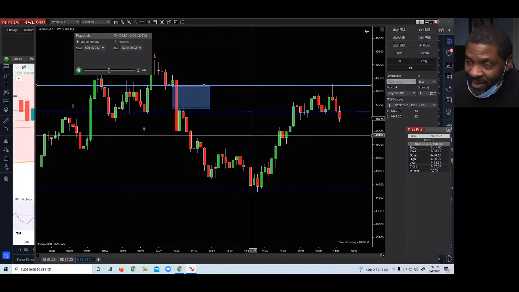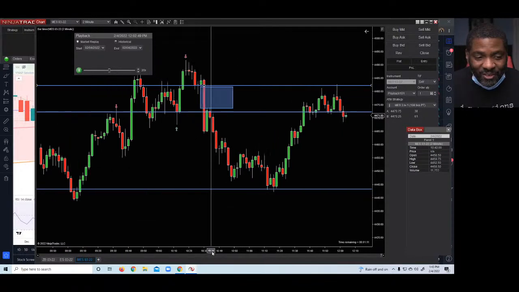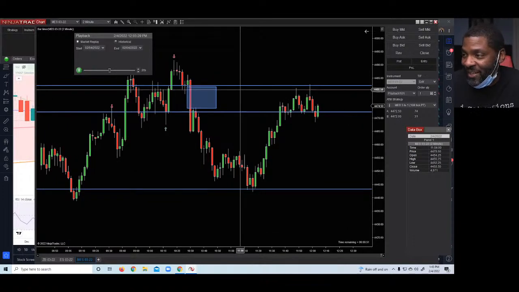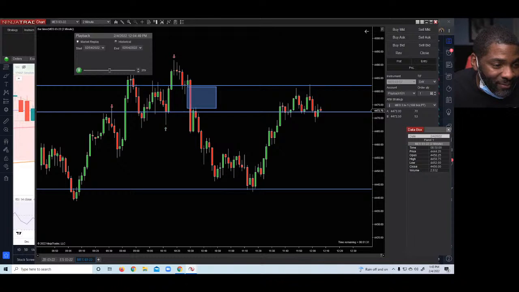I keep looking away. I don't feel like rewinding no more. But those are two setups right there. I took both of them. Y'all see the way it go. I don't feel like rewinding it no more, but y'all see where it go.